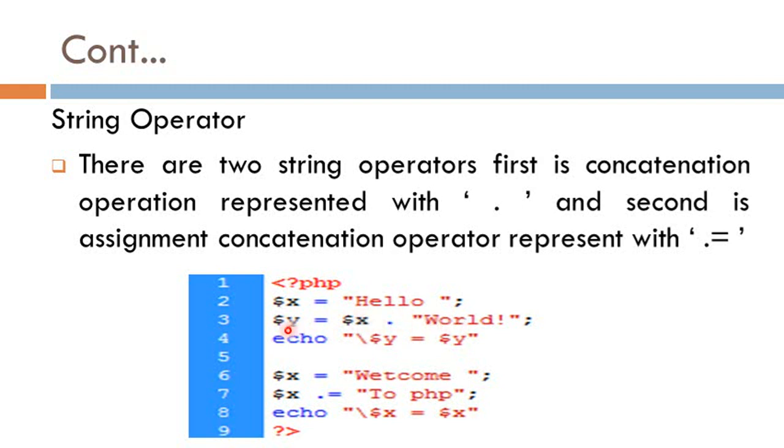So the output of this statement is hello world, because hello world is stored in $y. In second example, $x is equal to welcome and $x dot equal to to PHP. So this means $x is equal to $x dot to PHP. So the output of this echo statement is welcome to PHP.